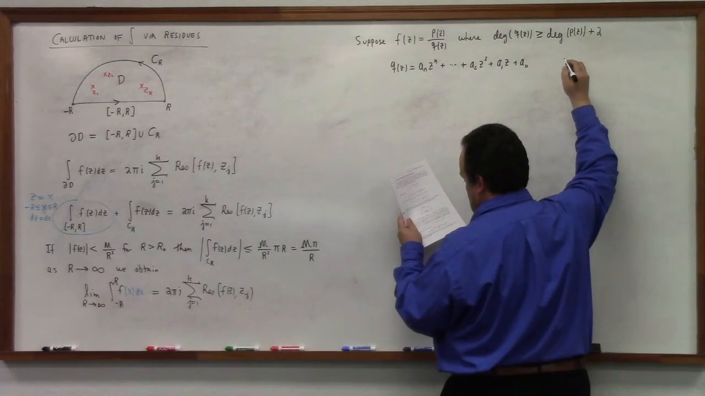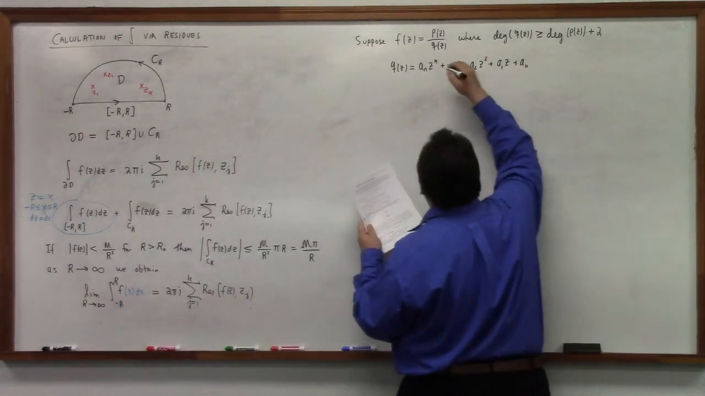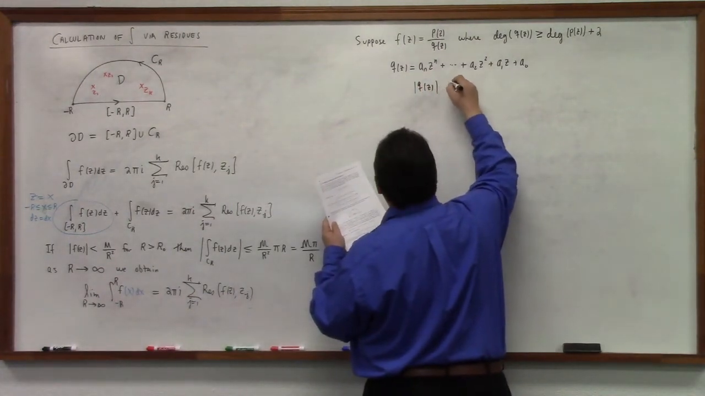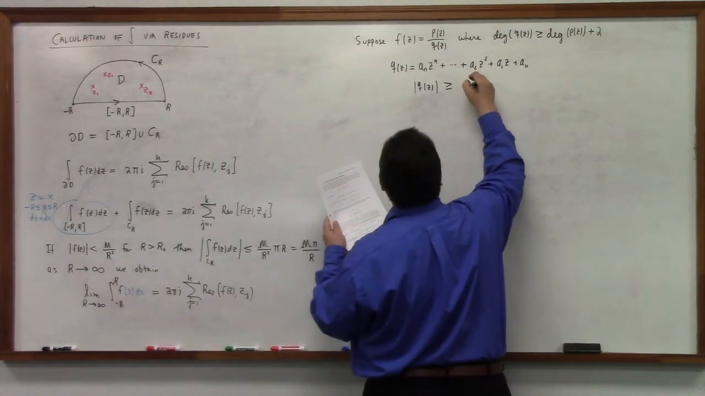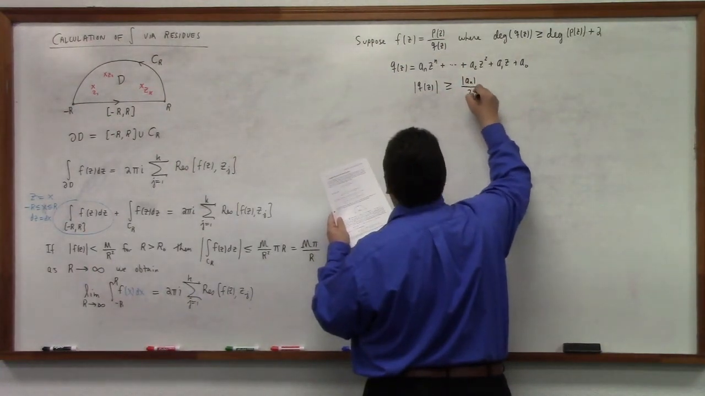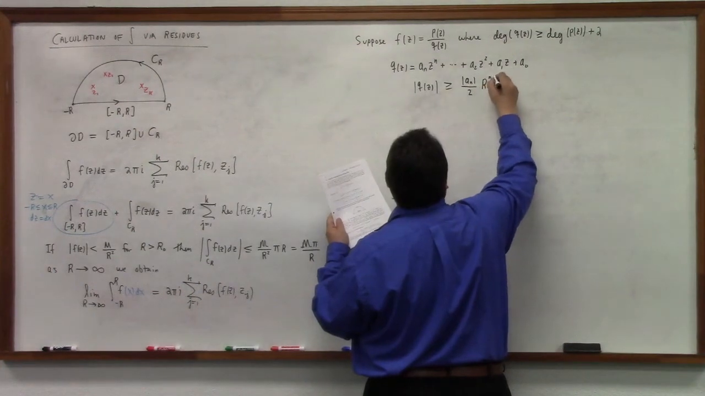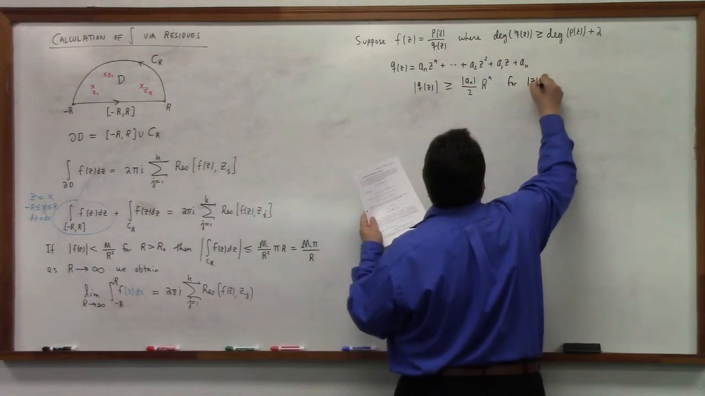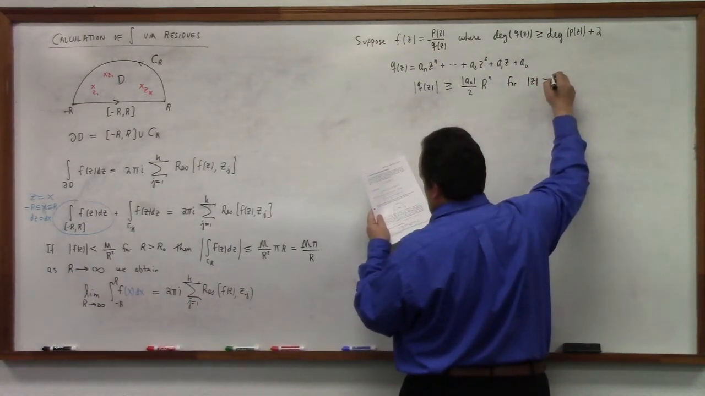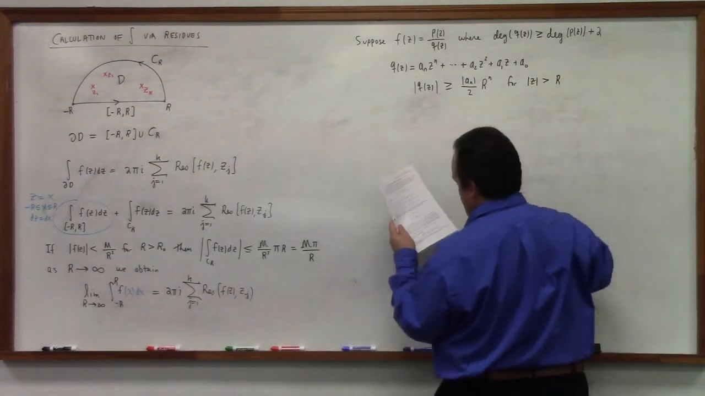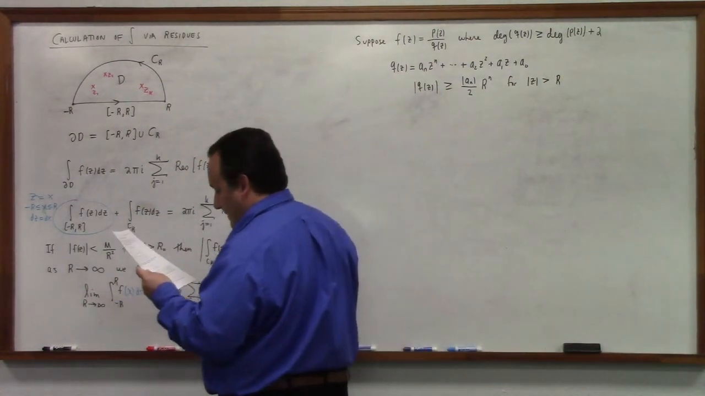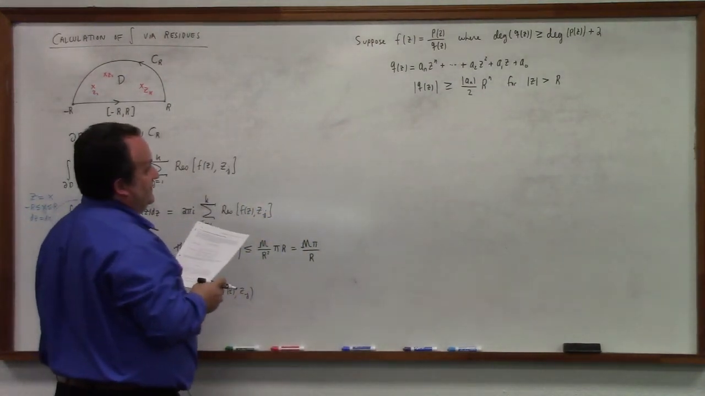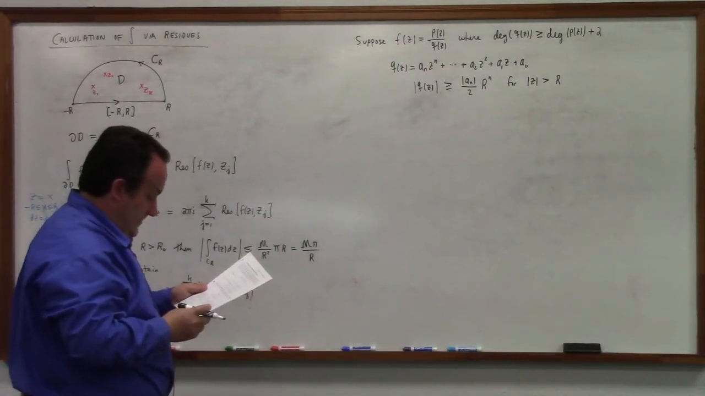How can I say that? Let's say you can argue that the modulus of q of z is greater than or equal to the modulus of a_n over 2 times r to the power n, for modulus of z greater than r. That's not easy, actually. That's the kind of tough part, right?